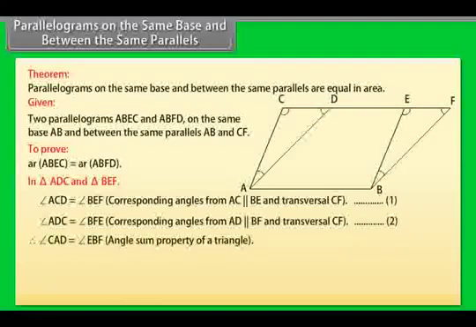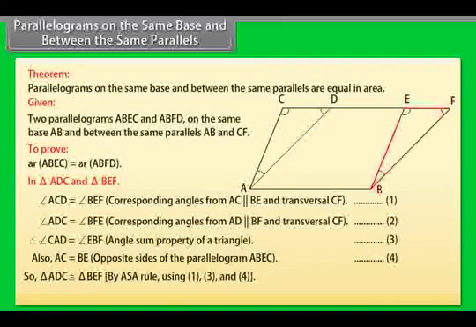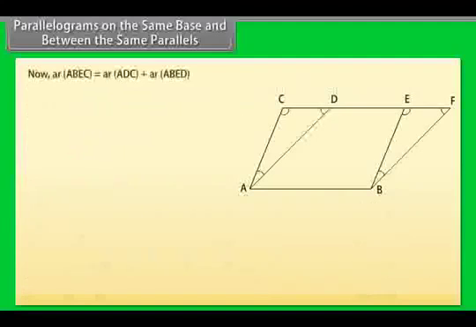Therefore, angle CAD is equal to angle EBF, by the angle sum property of a triangle. Mark it as 3. Also, AC is equal to BE, opposite sides of the parallelogram ABEC. Mark it as 4. So, triangle ADC is congruent to triangle BEF by ASA rule using 1, 3 and 4. Therefore, area of ADC is equal to area of BEF because congruent figures have equal areas. Mark it as 5.